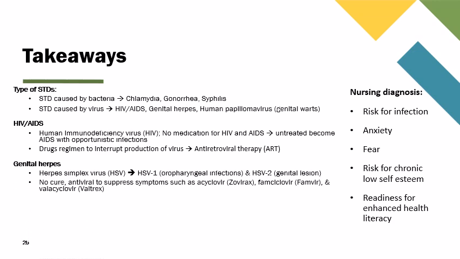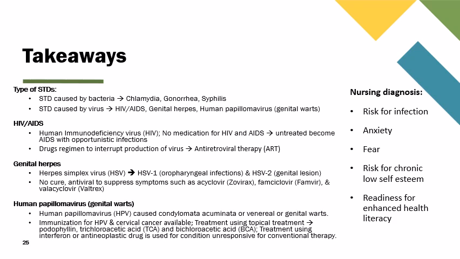Genital herpes is caused by the herpes simplex virus, with HSV-1 for oropharyngeal infections and HSV-2 for genital lesions. There is no cure, but there are antivirals to suppress symptoms such as acyclovir, famciclovir, and valacyclovir. The last one is human papillomavirus, or genital warts.